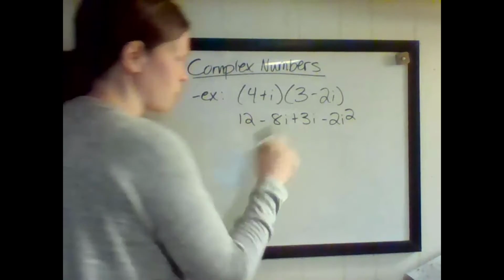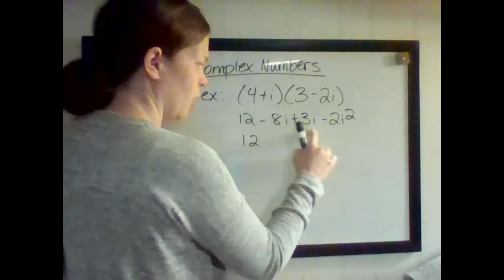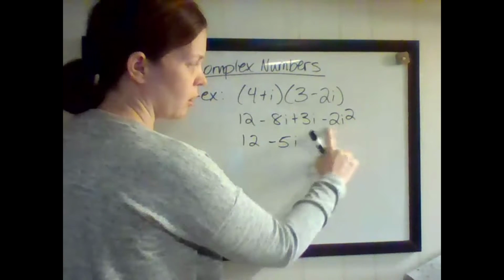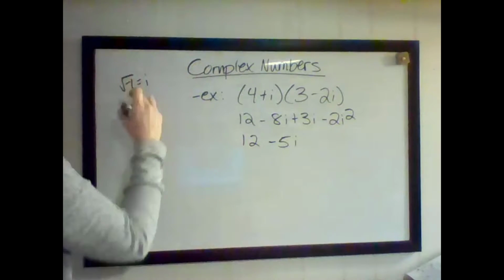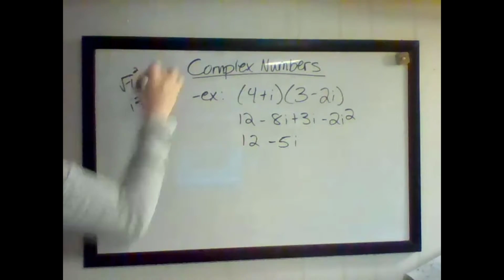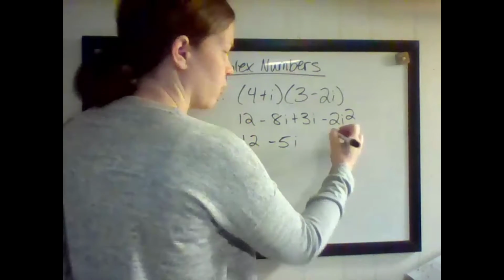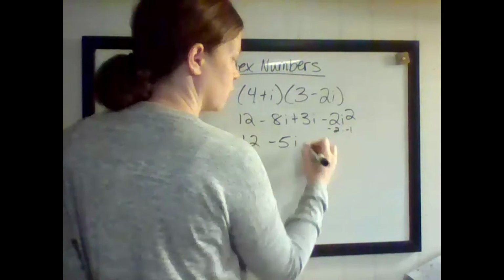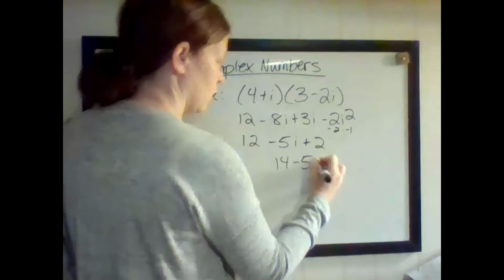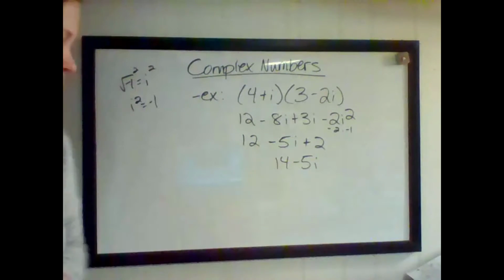Now let's do a little simplifying. Bring the 12 down. I can combine the i's to be minus 5i. Now here, remember, i squared is -1. If I square both sides, I get i squared is -1. So this is -2 times -1, so that becomes a plus 2. So 12 plus 2, 14, minus 5i.